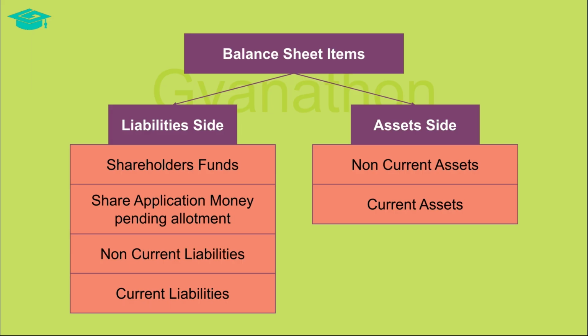Coming to the balance sheet here, we know that a balance sheet has two sides, that is the liability side and the asset side, which should match. Each of these sides has a particular preset format that needs to be followed. The four major heads under liabilities are shareholders' funds, share application money pending allotment, non current liabilities, and current liabilities. And the two major heads on the asset side are non current assets and current assets.